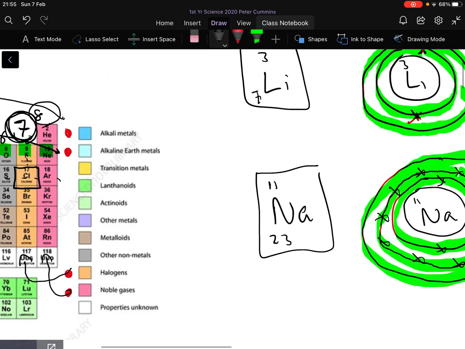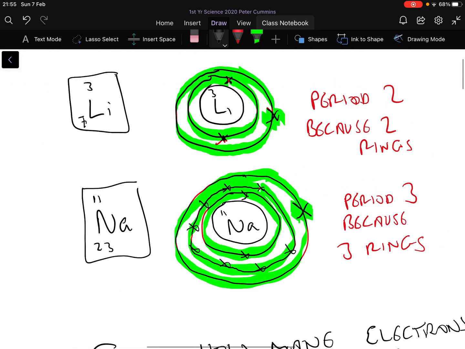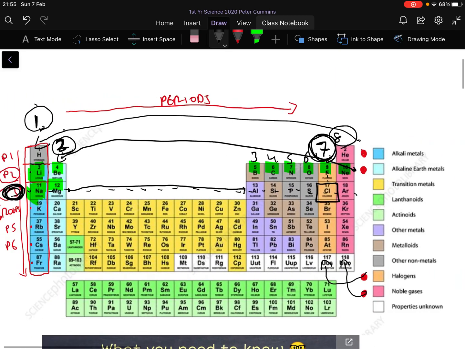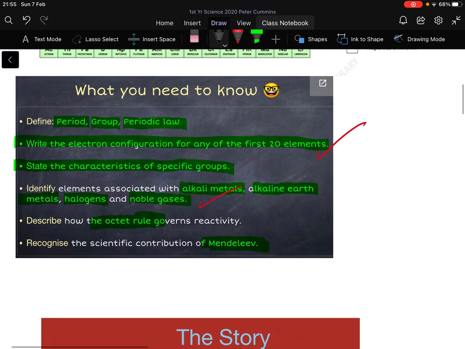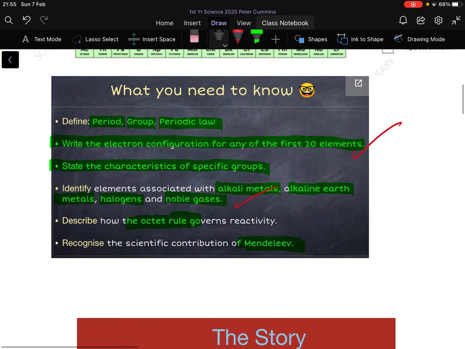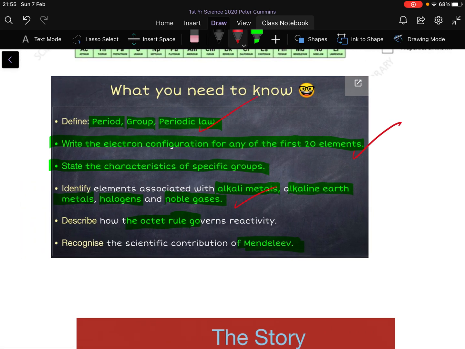So 2 things we're interested in. How many electrons has it got in its outer shell? That's the group. How many rings has it got? That's going to be the period. Okay. Does that give us anything in this? Nearly. Yeah. So we've done this one as well.